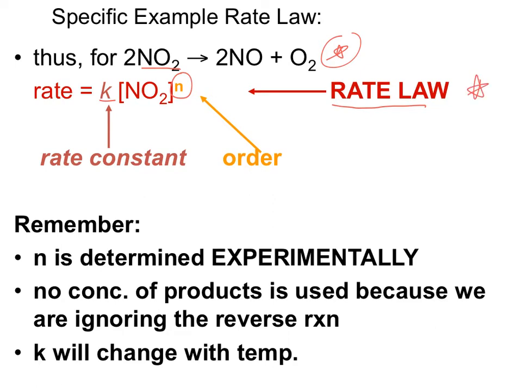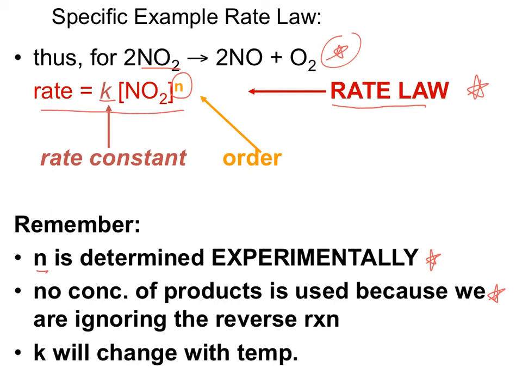Okay, and we have some information, or at least we have a generic example that's been given here, but obviously we're missing a few pieces. One of those pieces is the value of our exponent. Remember, that's determined experimentally, and we'll get back to that in a minute. Notice we've only used reactants in our rate law. Okay, and obviously we have K being included in the rate law above.